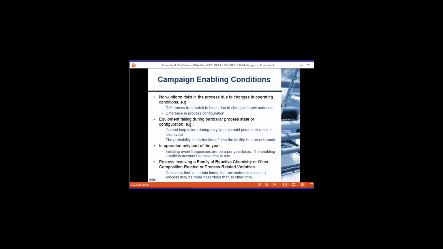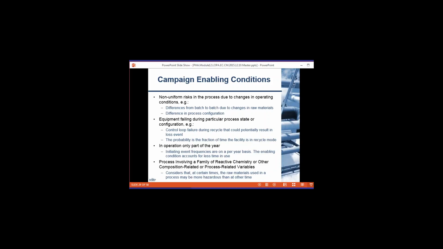Campaign enabling conditions, there's actually a number of different ways to look at these. These are non-uniform risks in the process due to changes in the operating conditions. So this can be a difference from batch to batch due to changes in raw materials, differences in process configuration. I don't see this a lot in upstream facilities or even in refineries. Where I see this a lot is in chemical blending plants, where I've had some that'll have 60 different tanks with 60 different chemicals. Some are related, some are not. They're changing the configuration of their pumps and how they're getting things moving to different reactors.